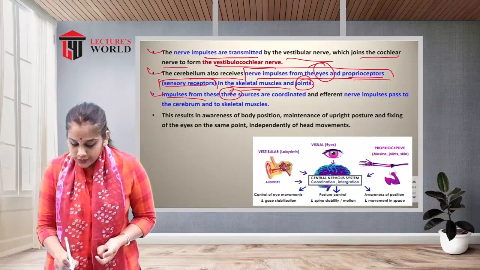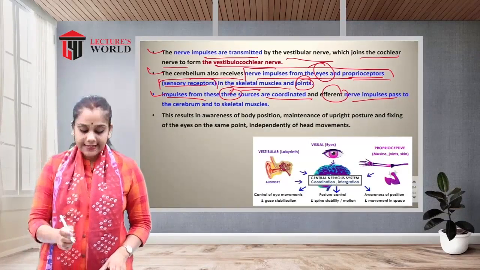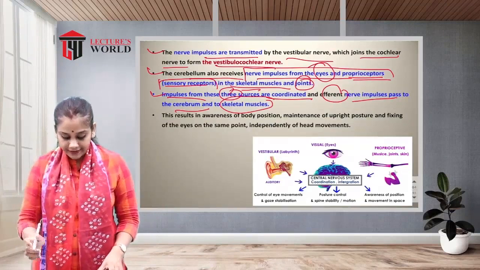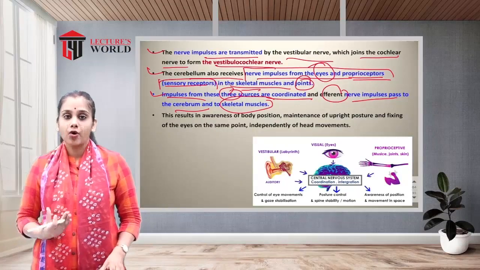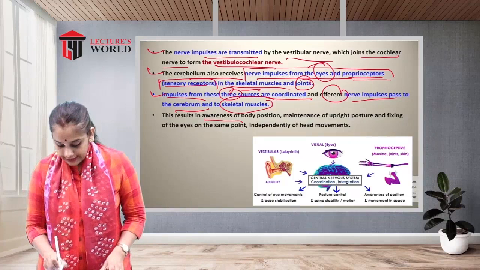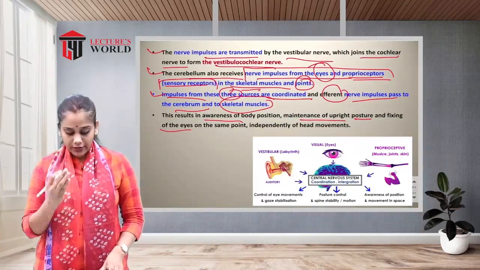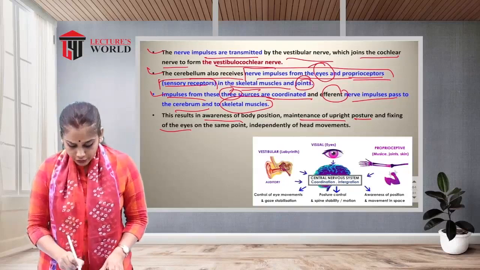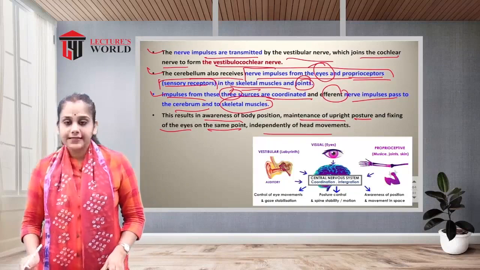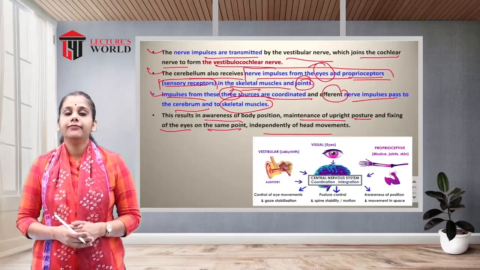These three sources are coordinated, and afferent nerve impulses are passed to the cerebrum and to the skeletal muscles, and in this way we are maintaining our body. This results in awareness of body position, maintenance of upright posture and fixing of the eyes. Okay, we are maintaining eye contact, doing the coordination at the same point, independently of head movement. So this is the process of maintaining balance.